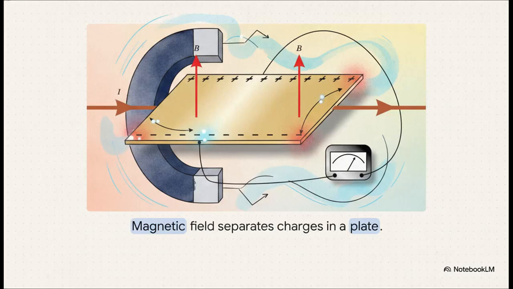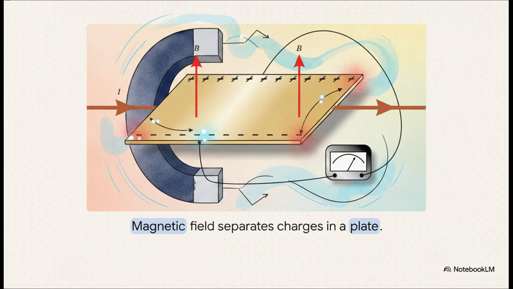Now, what's really interesting here is visualizing this whole tug-of-war in action. Take a look at that flat golden plate acting as our conductor. See the brown arrows labeled I? That represents our electric current flowing horizontally just straight through the plate from left to right. Now look at the red arrows labeled B, pointing straight up. That right there is our perpendicular magnetic field.